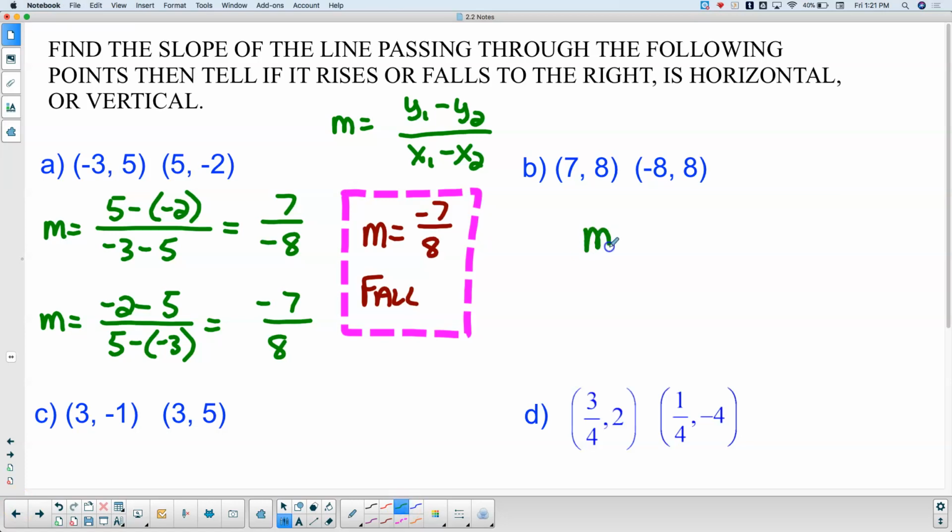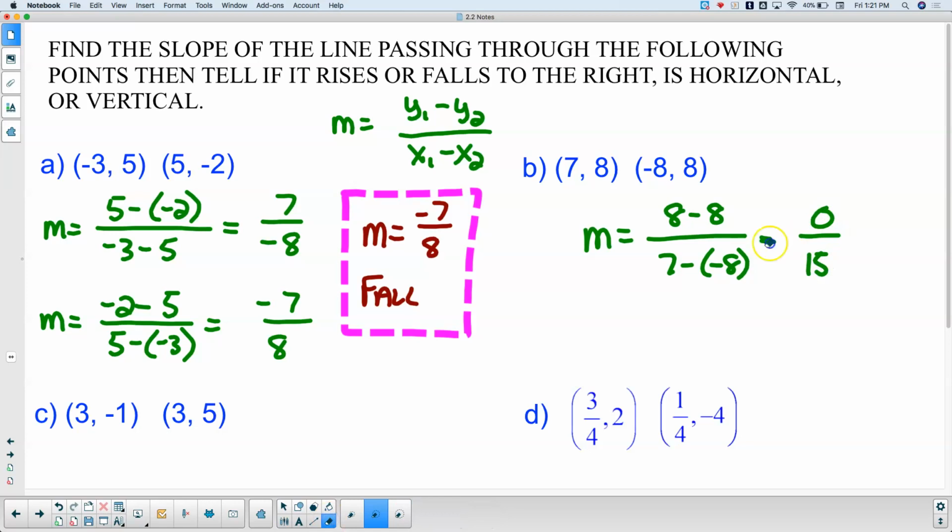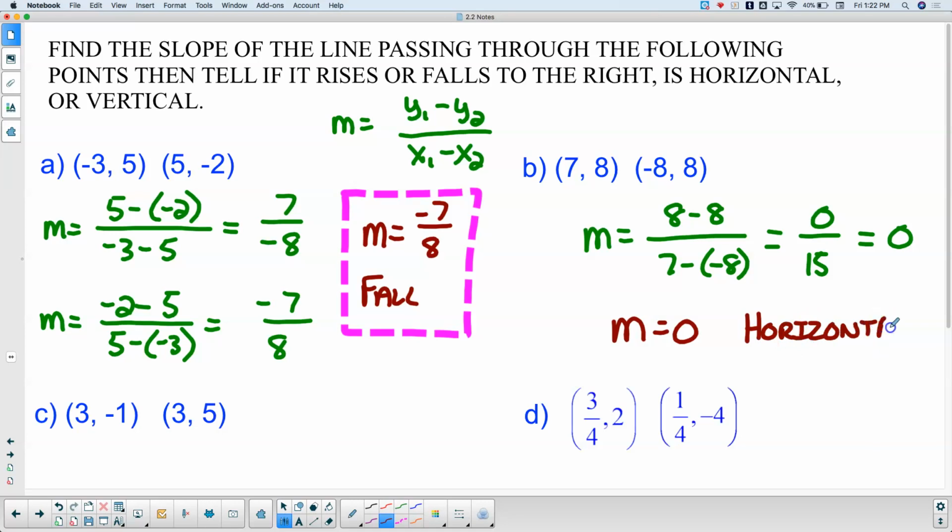Here my slope is going to be 8 minus 8 over 7 minus -8. That's going to be 0 over 15. Equal sign. That's going to be 0. So the slope here is going to be 0, which makes this one a horizontal line.